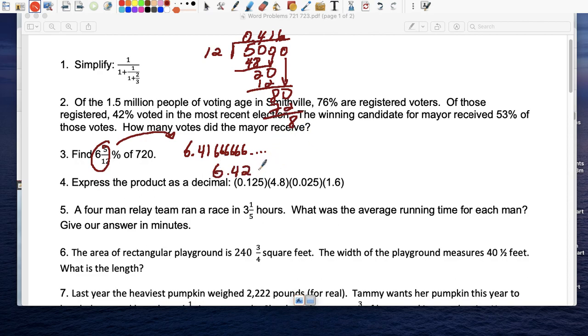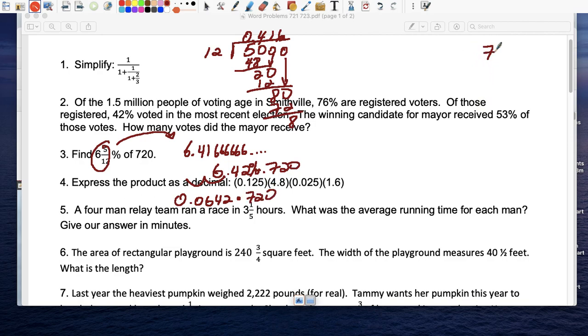It's not going to be perfect, 6.42 percent times 720. We move the decimal 2 to the left, 1, 2, and that's going to be 0.0642 of, which means multiplying 720. That's what you would have to multiply.